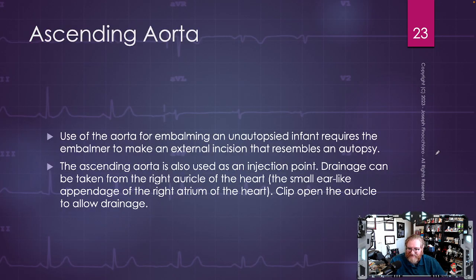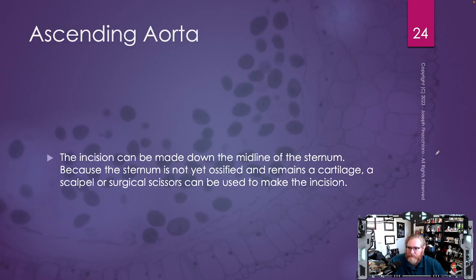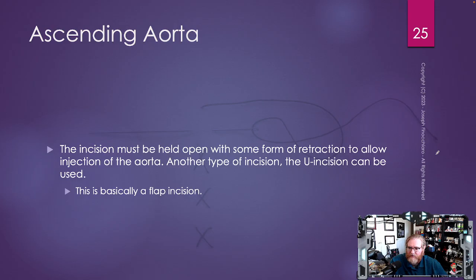Now on to the ascending aorta. Use of the aorta for embalming an unautopsied infant requires the embalmer to make an external incision that resembles an autopsy. The ascending aorta is also used as an injection point. Drainage can be taken from the right auricle of the heart, the small ear-like appendage of the right atrium of the heart. Clip open the auricle to allow drainage. The incision can be made down the midline of the sternum. Because the sternum is not yet ossified and remains a cartilage, a scalpel or surgical scissors can be used to make the incision. The incision must be held open with some form of retraction to allow injection of the aorta.